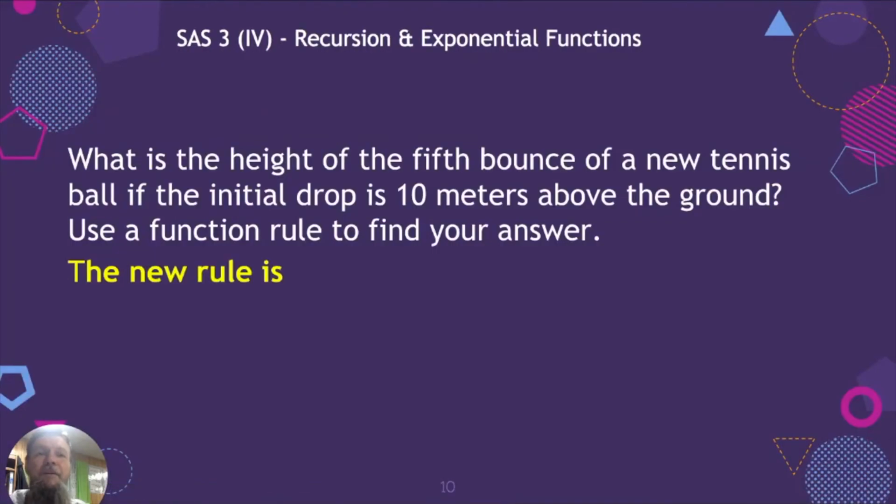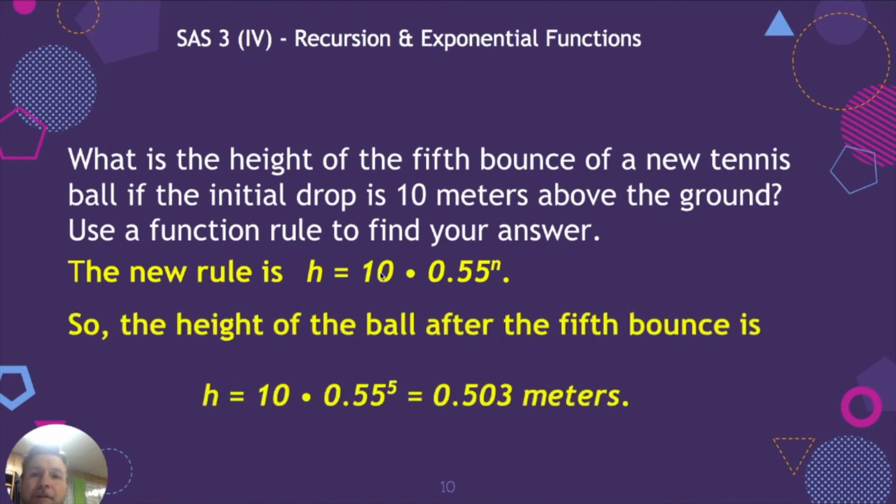What is the height of the fifth bounce of a new tennis ball if the initial drop is 10 meters above the ground? And we're going to use a function rule to find our answer. The new rule is h equals 10 times 0.55 to the n power. Very similar to the last one, just the initial height has changed from 2 to 10. So instead of a 2 here, we just put a 10 there. So the height of the ball after the fifth bounce is h equals 10 times 0.55 raised to the fifth power, or 0.503. And let's check that on our calculator real quick.